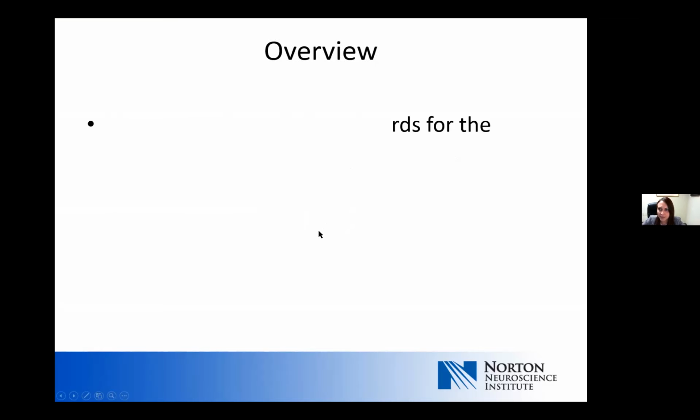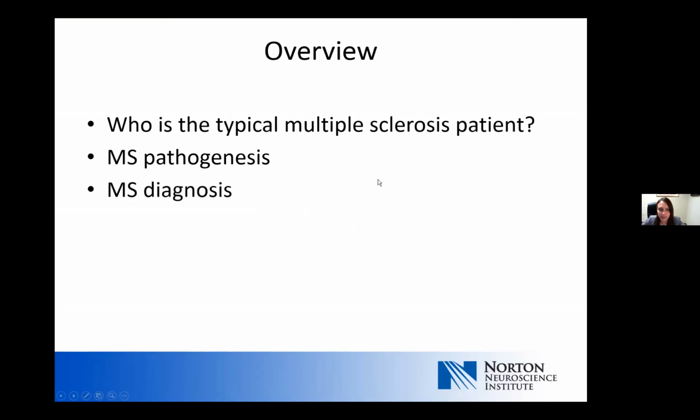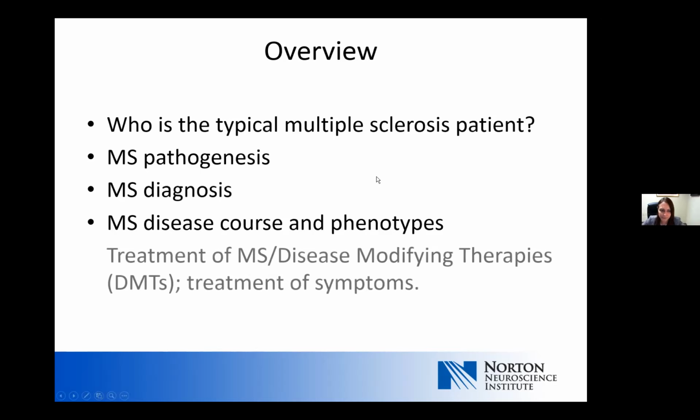So today I'd like to talk about some of the updates in MS, and we'll go over a broad overview of what multiple sclerosis is. Basically, we're going to talk about who is the typical MS patient. We'll talk about MS pathogenesis a little bit. We'll talk about the MS diagnosis and how we come to that. We'll talk about different types of multiple sclerosis and the typical disease course. And then we'll touch on some of the treatments that we have for multiple sclerosis out there.